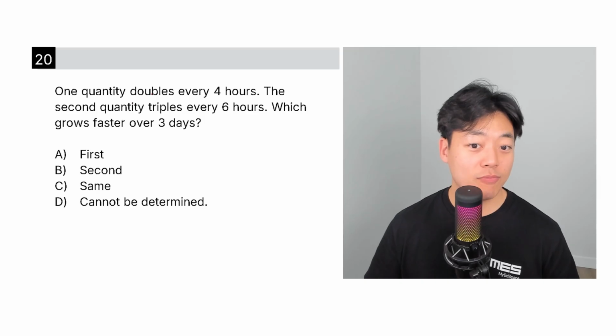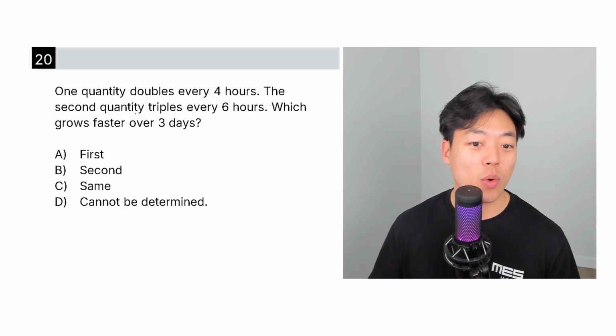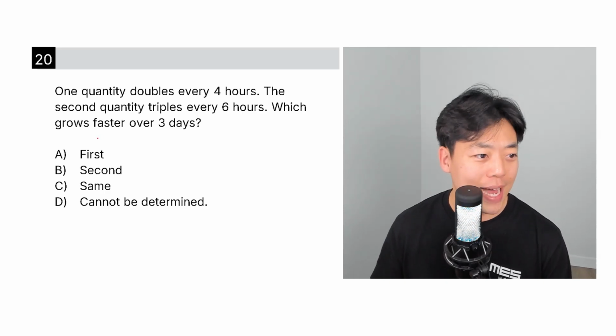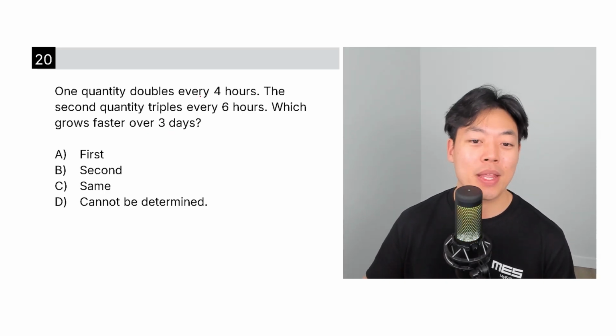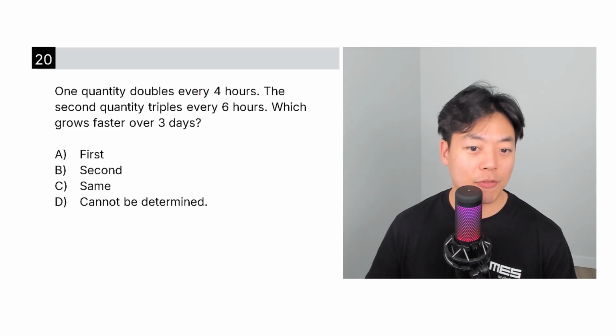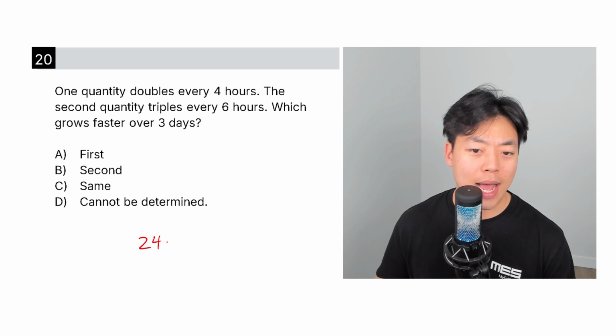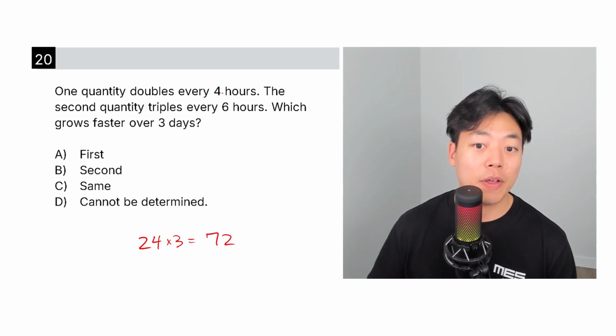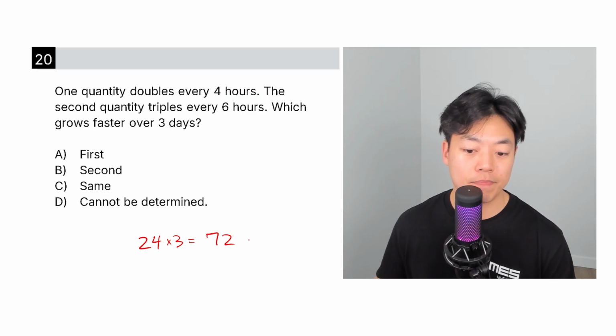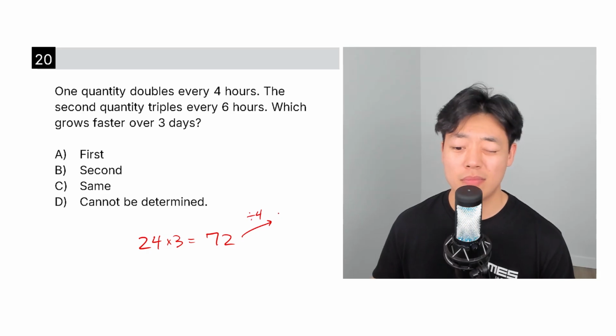One quantity doubles every 4 hours. The second quantity triples every 6 hours, which grows faster over 3 days. So if we are doubling every 4 hours, over 3 days, that's 24 hours times 3. That's 72 hours. So if we have 72 divided by 4, that will be 18.